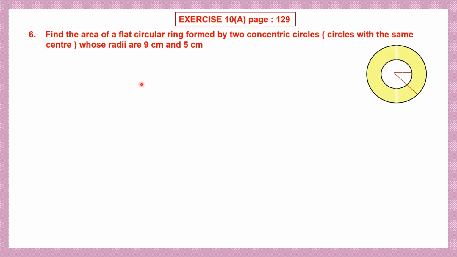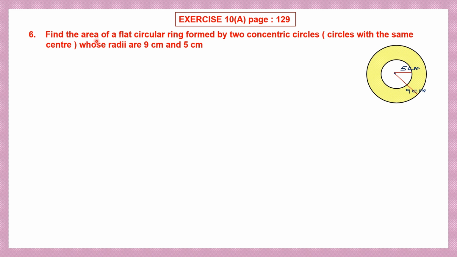So let's draw that. So here we have this flat circular ring. There are two concentric circles here. So this is the smaller circle, this is the bigger circle, and the radii also are given. So the bigger circle's radius will be more. So this will be 9 centimeters, whereas the other one is 5 centimeters. So that is the radius starting from the same point. So the inner circle's radius is this, and this is the outer circle's radius, right from here up to the outer circle.